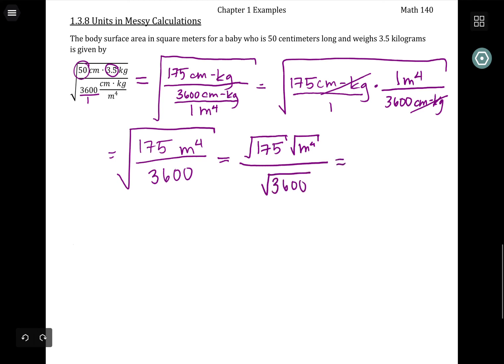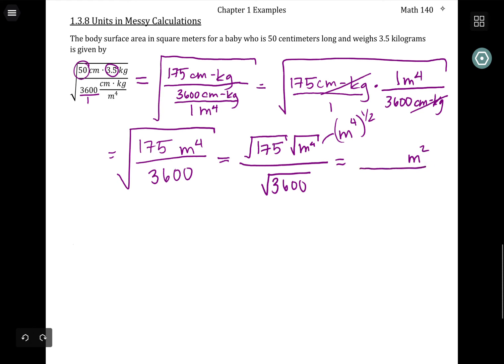Okay, so two of those are really nice. The square root of m to the 4th is m squared. If you're not seeing that, meters to the 4th, we're raising it to the 1/2 power. Square root is the same as a 1/2 power, and our exponent rule says multiply powers. So 4 times 1/2 is 2.